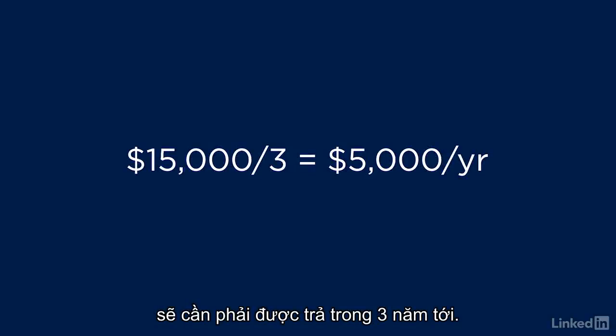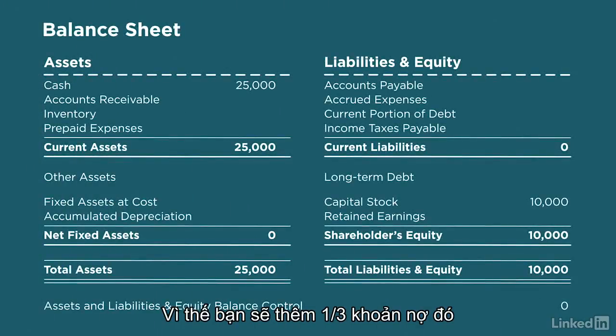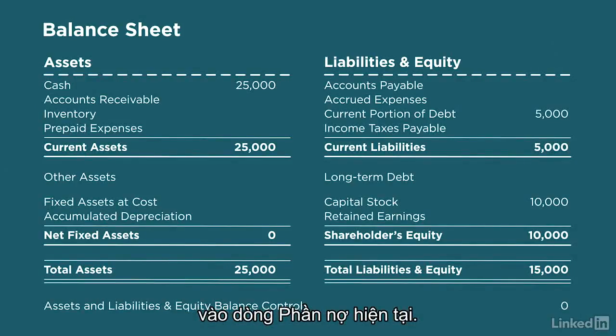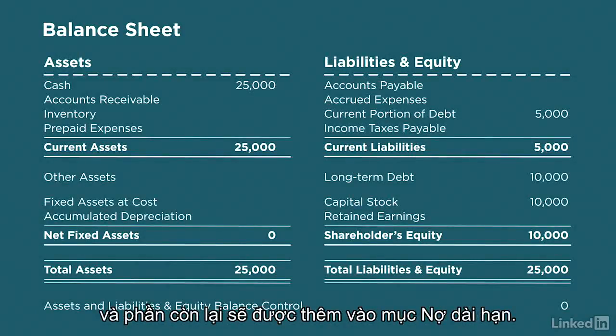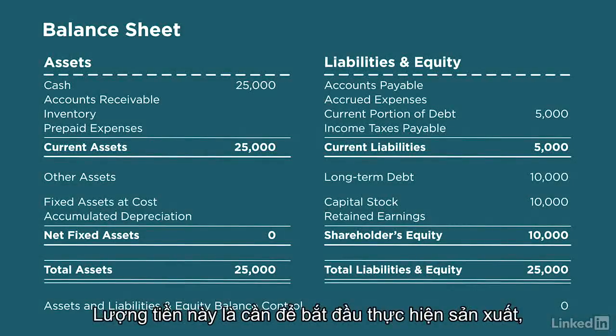The loan you have contracted is to be repaid during the next 3 years. You therefore put 1/3 of that loan on the current portion of debt category. This is the portion that will be repaid in the first year, and the rest goes to the long-term debt category. That money is needed to start production.